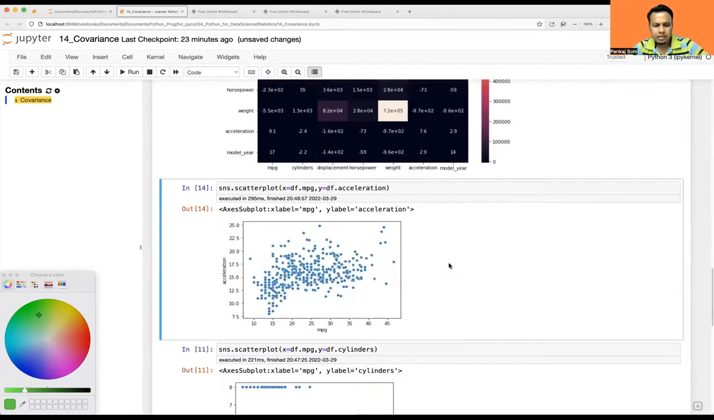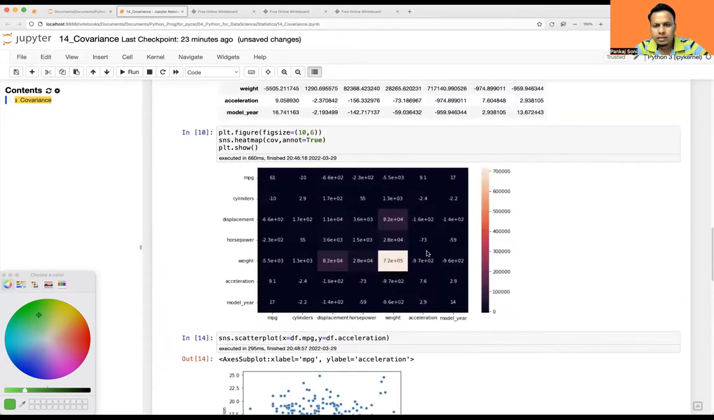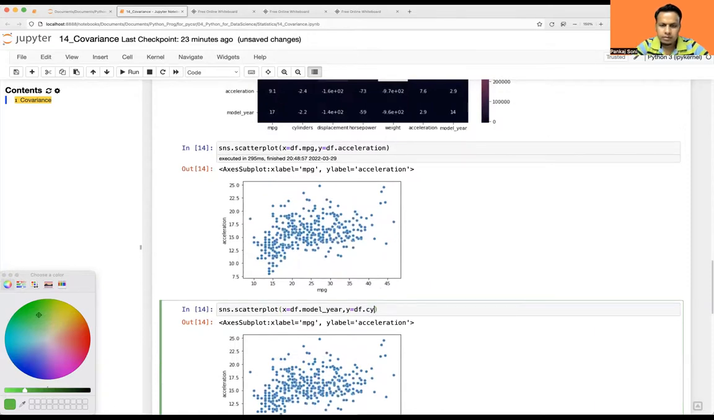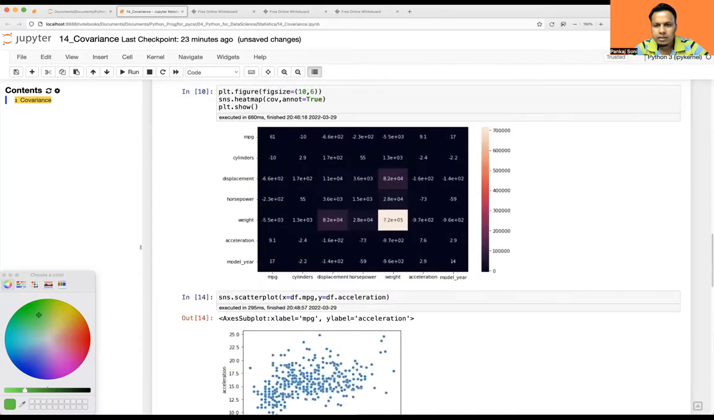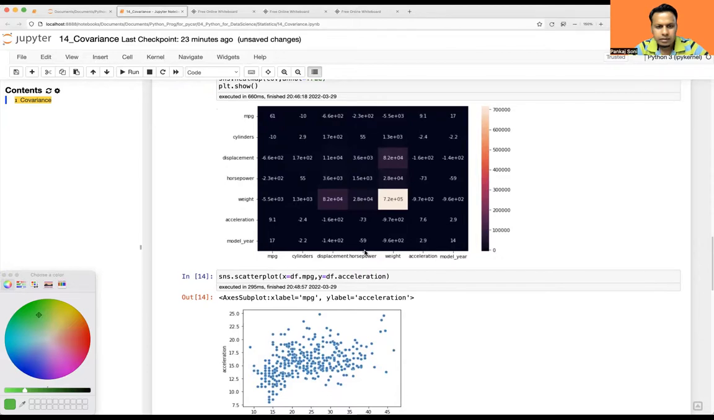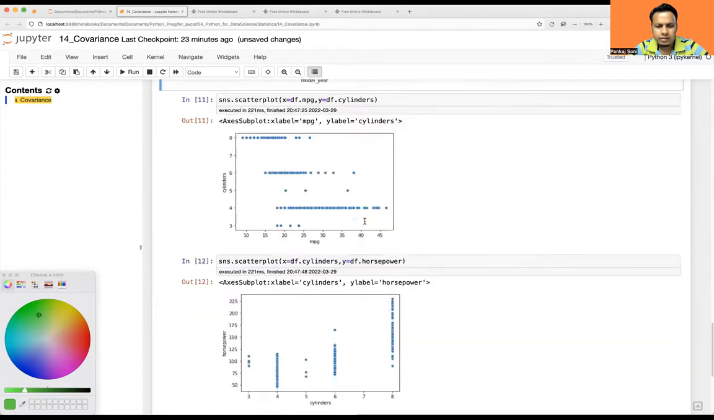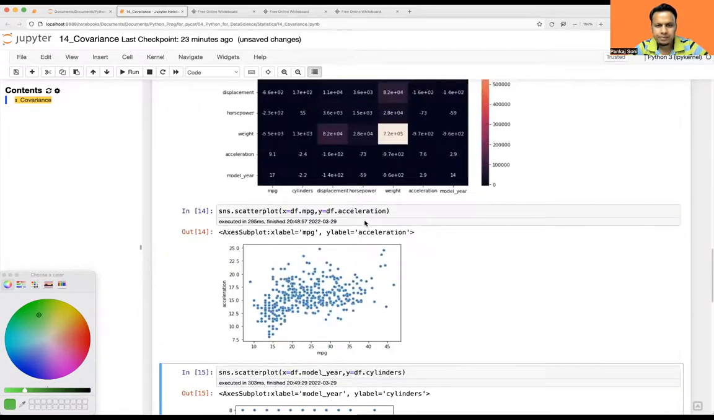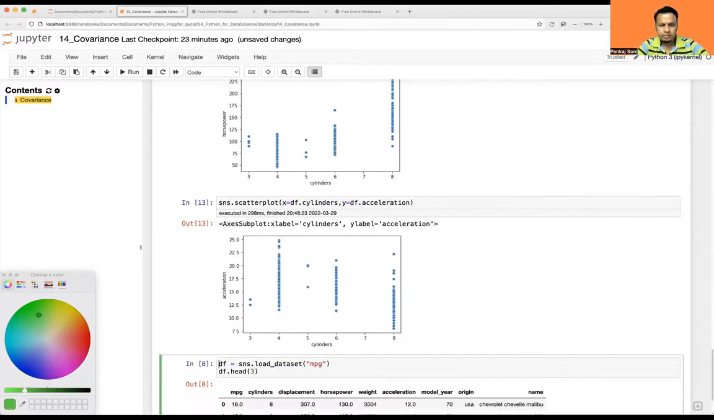model year versus cylinder. Let's try that. As model year is going high, your cylinder is going down. Okay, it doesn't look good. Acceleration versus, let me take some other data. You have some more data.